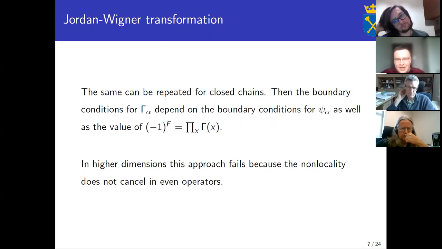So in higher dimensions, this approach fails because the non-locality does not cancel in even operators. One can repeat the same thing: one can always choose some ordering of points, call them first, second, and third, and formally use the same formulas, but there will be no cancellations.